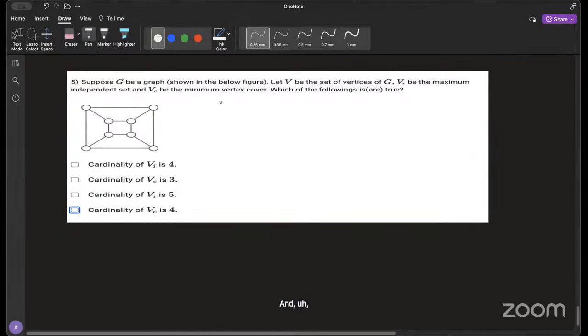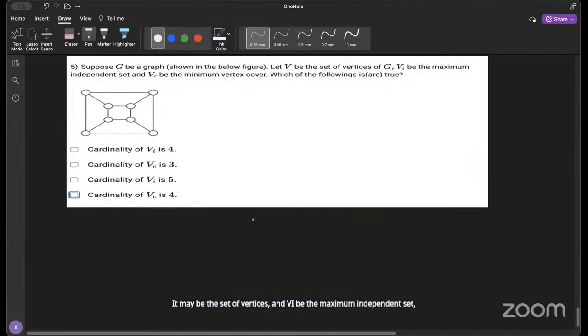Let V be the set of vertices, Vi the maximum independent set, and Vc the minimum vertex cover. You have to find the cardinality of Vi and Vc. So Vi is the maximum independent set. Maximum independent set means you have to collect vertices that are not directly connected to each other, meaning they should not have an edge, right?